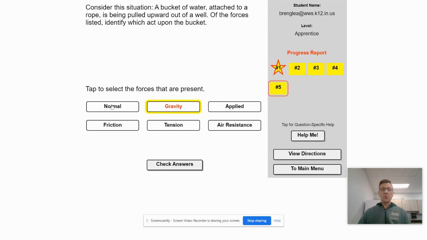There's no normal force because the bucket is not sitting on anything. A lot of people will be tempted to put applied force because the bucket is being pulled out of the well, but the person is pulling on the rope. So there's an applied force on the rope, but it's actually the tension within the rope that pulls up on the bucket. So instead of applied force, we're going to choose tension. There's no friction, but there is air resistance. Friction is when it rubs against a surface. Air resistance is when it moves through the air.